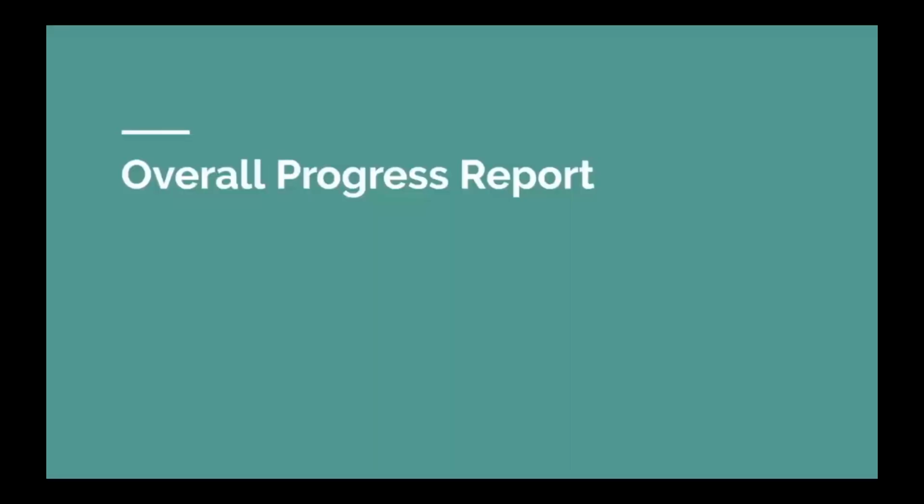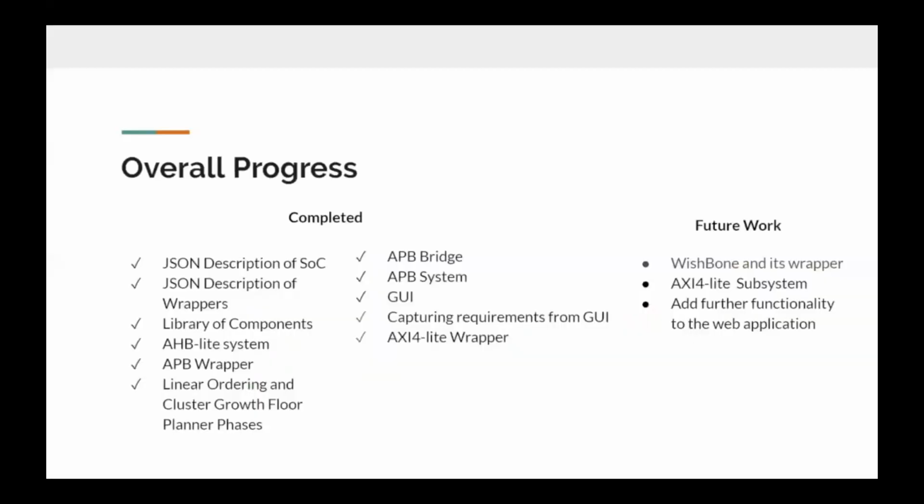I will now talk about our overall progress in the project. We are done with the generation of the RTL for the HV and AP protocols, supporting the 3 mentioned architectures and the necessary bridges. We are also done with our floor planning algorithm and capturing the requirements from the web app. Finally, we finished the generation of the wrappers for the AXI4 Lite. However, we could not finish the AXI4 Lite subsystem due to limitations posed by the coronavirus outbreak. The future work to be done is to support Wishbone and its wrappers to implement the AXI4 Lite subsystem mentioned before, and lastly, to add further functionality to the web application.